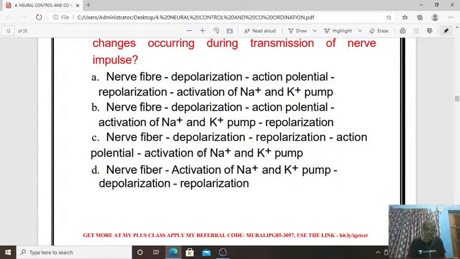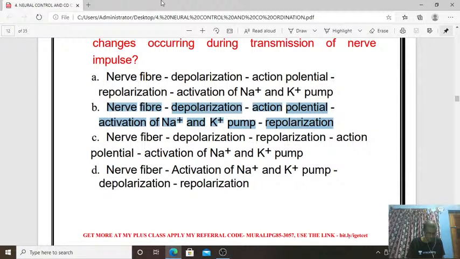Depolarization, action potential, activation. So you are right, by mistake I gave A as the right answer. B is the right answer, okay Mahi, thank you. Nerve fiber depolarization, action potential is generated, activation of sodium potassium pump, and repolarization. As a result of that, transmission of nerve impulse is going to happen. So it is right.